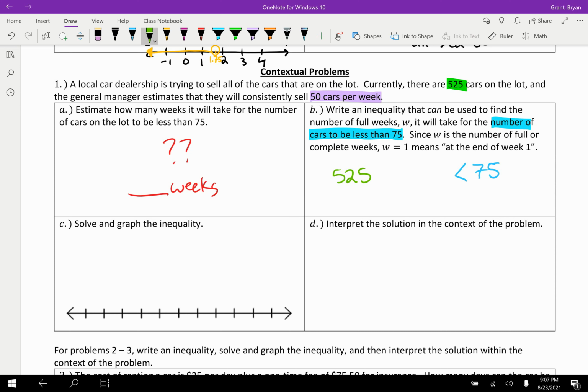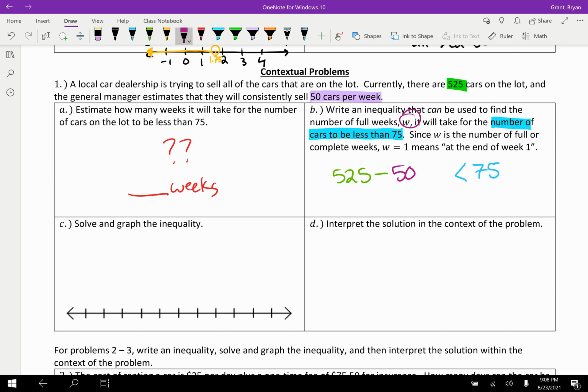We start with 525. And what's happening to the 525? Well, we are losing some number of cars. How many cars? You could say 50, but we don't just lose 50. After week 1, we lose 50 cars. After week 2, we lose another 50. We'll have lost 100, and then another, and then another.